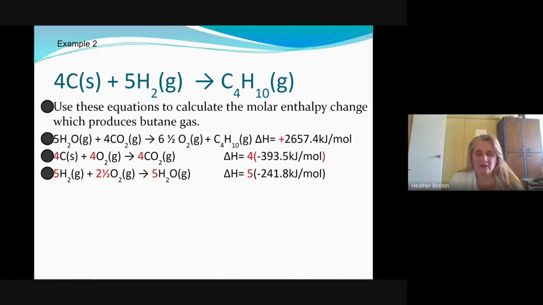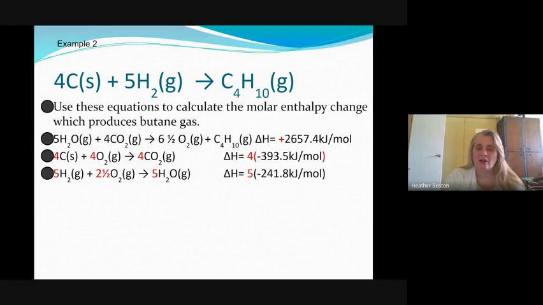All the rest of that stuff needs to cancel out. So we have 5 waters in the reactant side and 5 waters on the product side, so those will cancel. In the reactant side, the oxygens, we have 4 plus 2.5, or 6.5 in the reactant side, and then we have 6.5 in the product side. Those will cancel also. The carbon dioxides, I have 4 carbon dioxides in the reactants and 4 carbon dioxides in the products. Those cancel. We're all good to go. Everything that I need is there in the right quantities and does not cancel. Everything I don't need is there in the right quantities to make sure they do cancel.